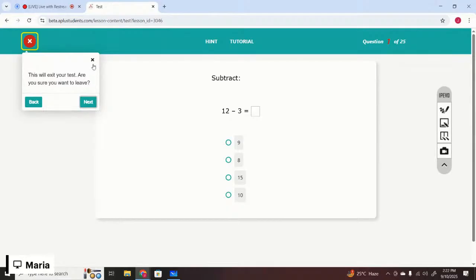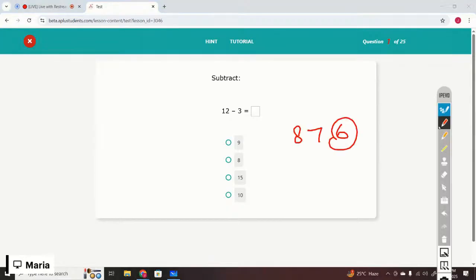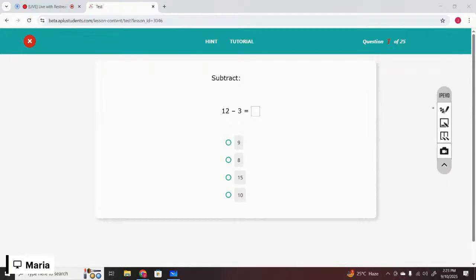Start with the first example, 12 take away 3. Whatever method you find easy, you can follow, either counting back or making lines. 12 take away 3 is: start with 12 and count back 3 digits: 12, 11, 10, 9. So you end up on 9. You just go back by 3 digits, so 12 take away 3 is 9. Option number 1 is the correct option.